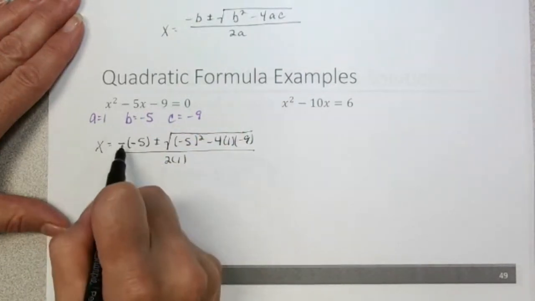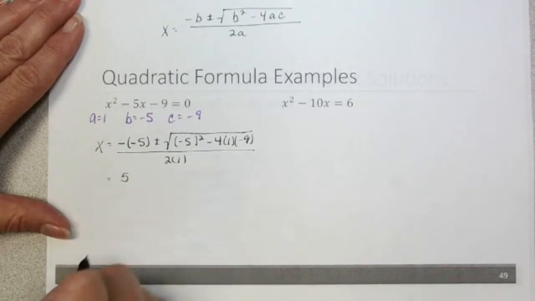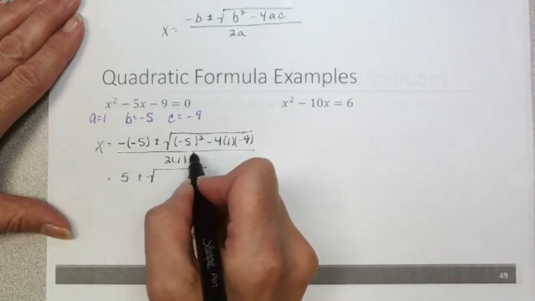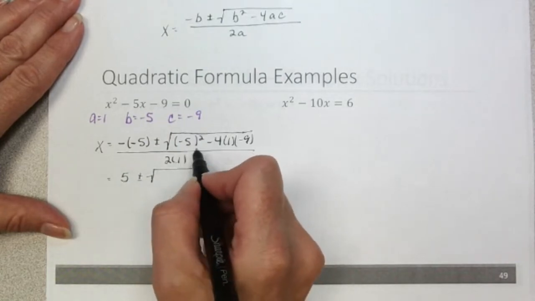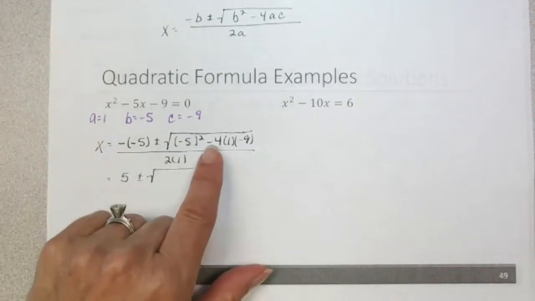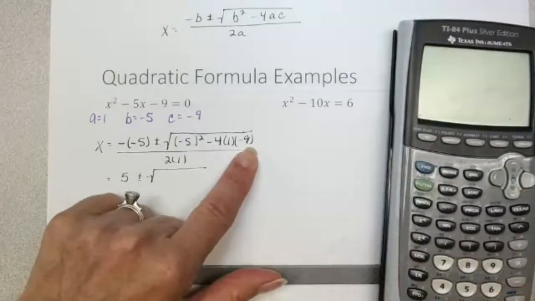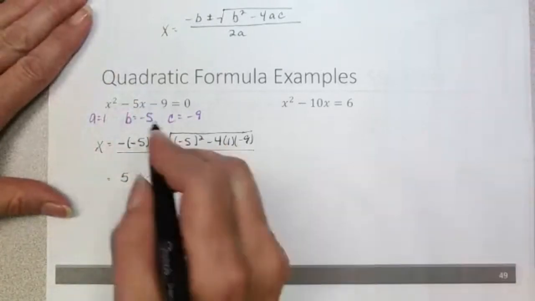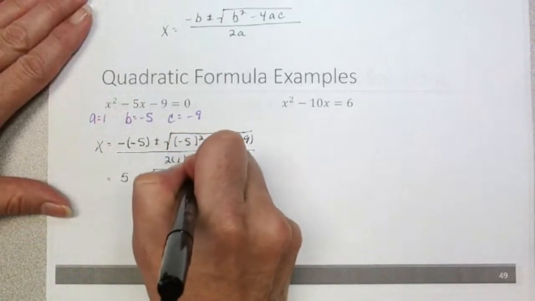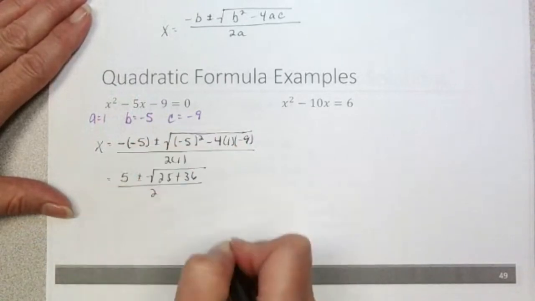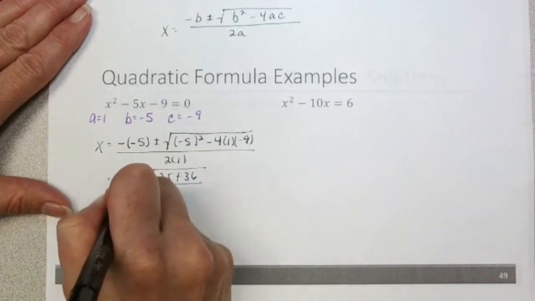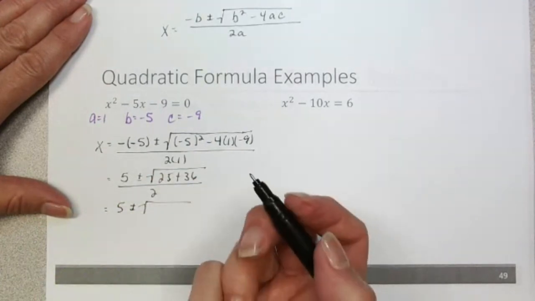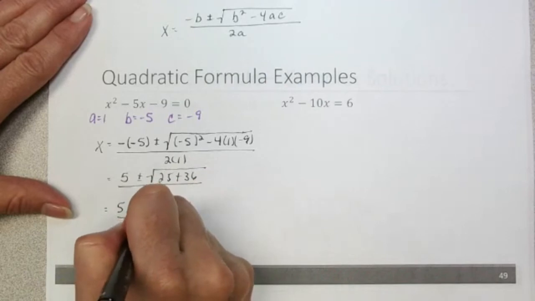Okay, let's simplify that a little bit. The negative of -5 is +5 plus or minus the square root, and -5 times -5, or -5 quantity squared, is +25. -4 times -9 is +36. So this is going to be 25 plus 36, all over 2 times 1, or just 2. Simplify one more step here. 5 plus or minus the square root, 25 plus 36 is 61, all over 2.